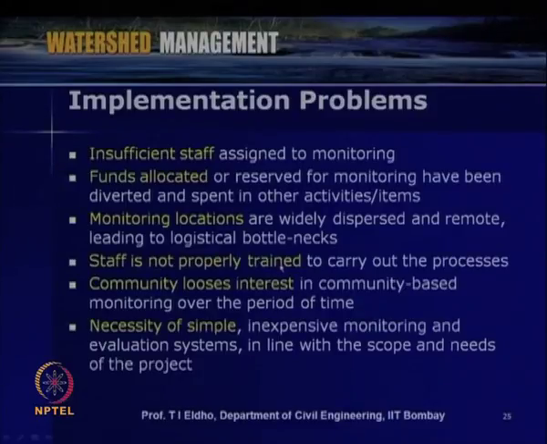Then staff is not properly trained. So, if local people are not properly trained to carry out appropriate work in an appropriate way, then it is always a problem. Then the community loses interest, so that there is no community participation. So all the schemes should be simple, there should not be any complexities, and they should be efficient, and inexpensive monitoring should be required. Then an appropriate evaluation system should be formulated. So, these are some of the problems when we deal with watershed management plan appraisal and implementation.